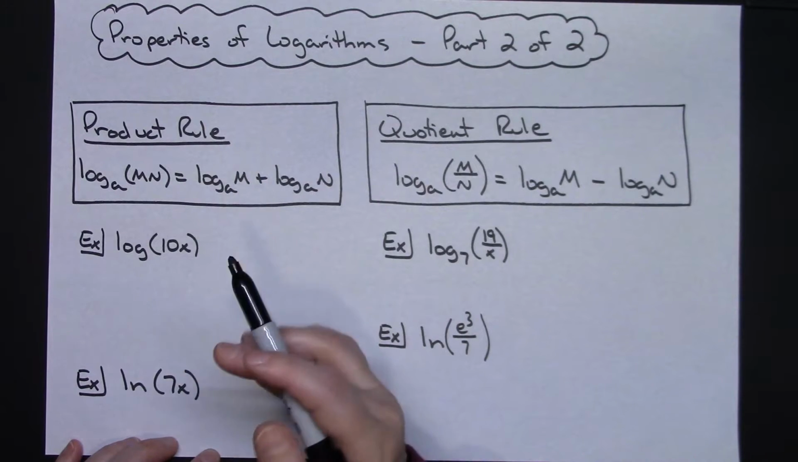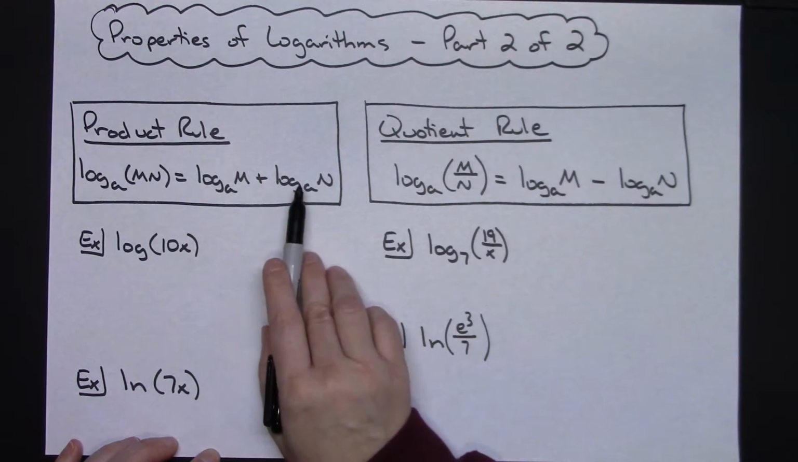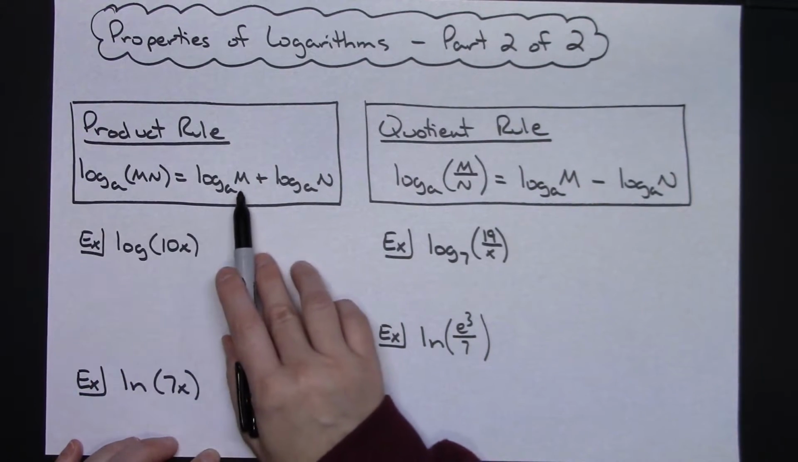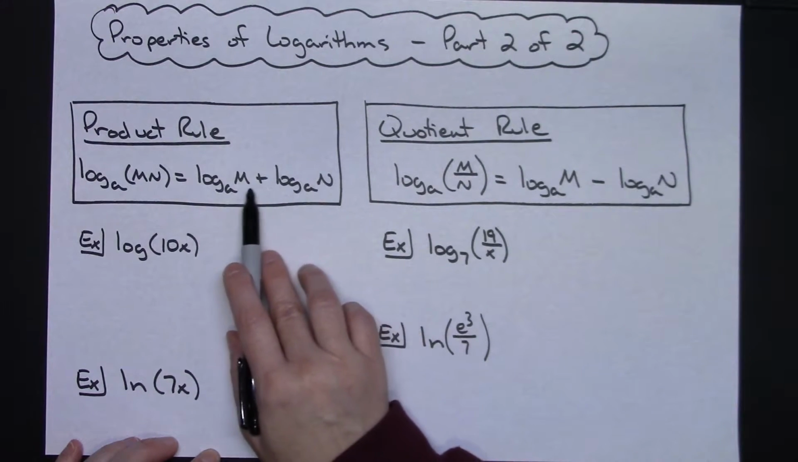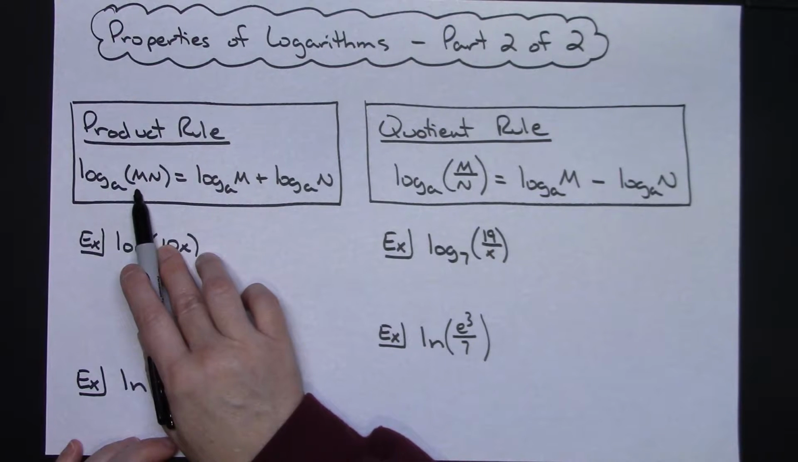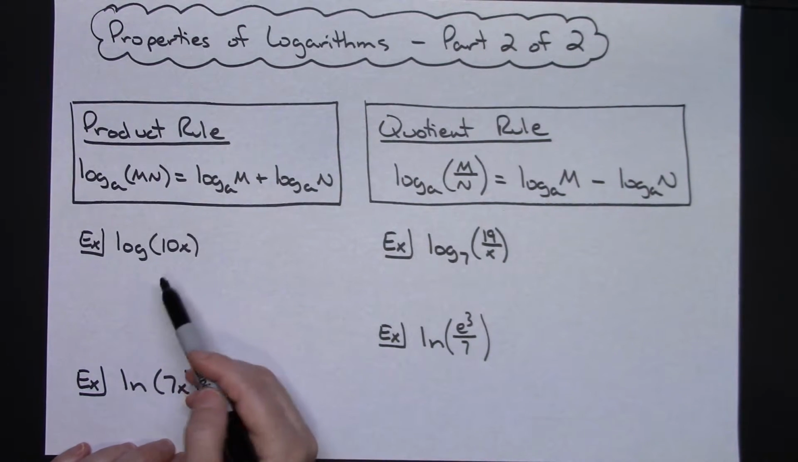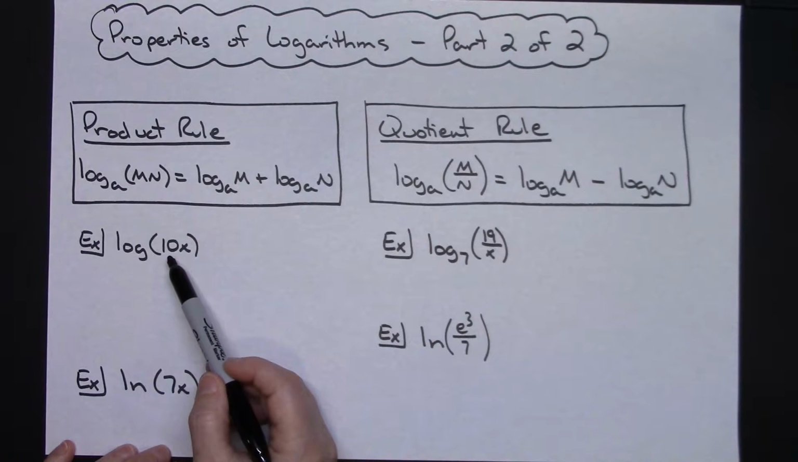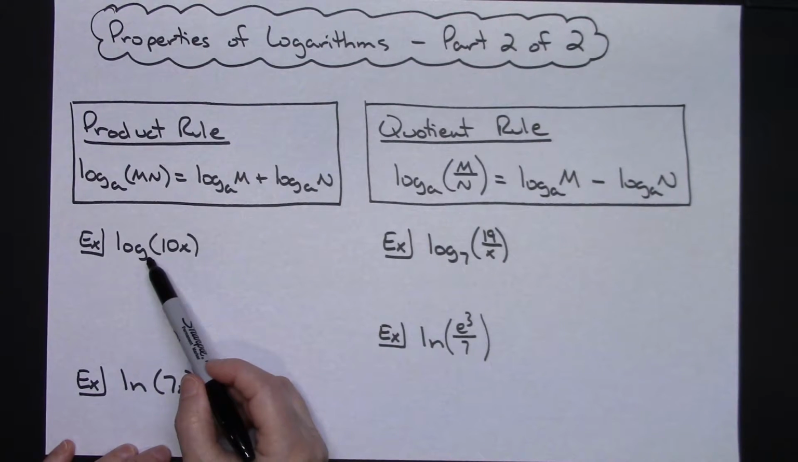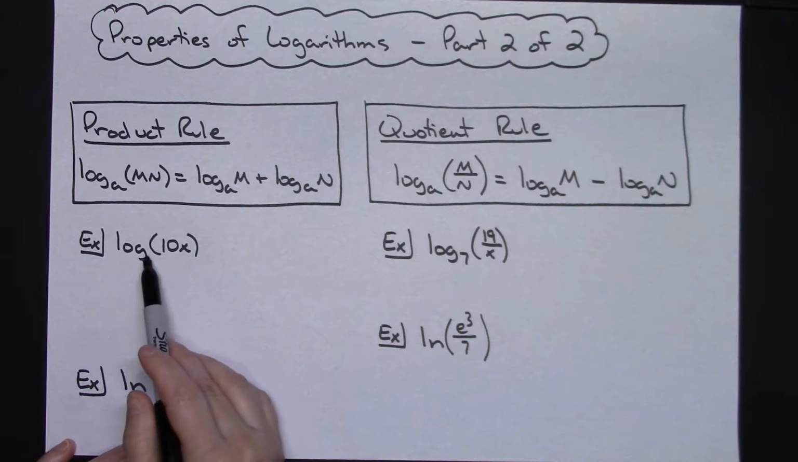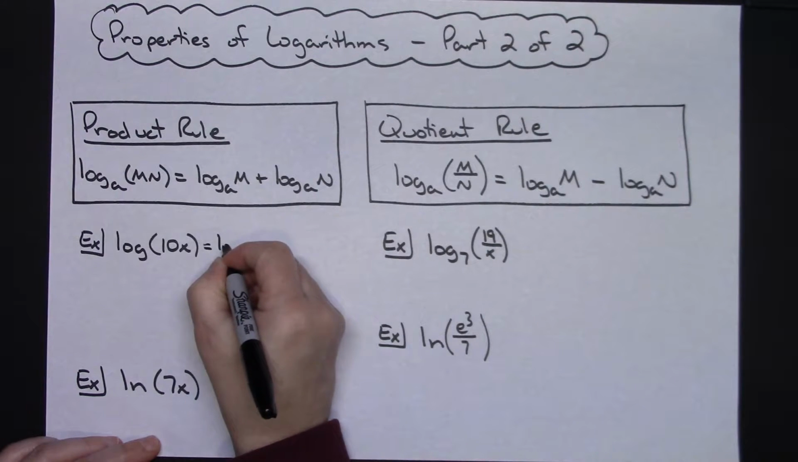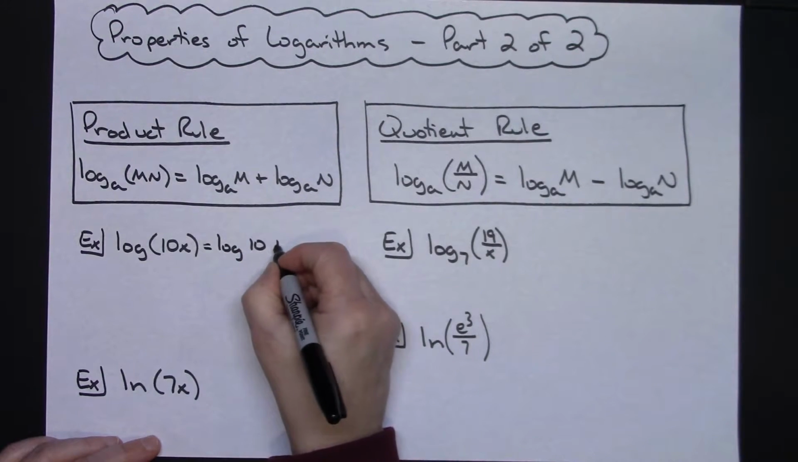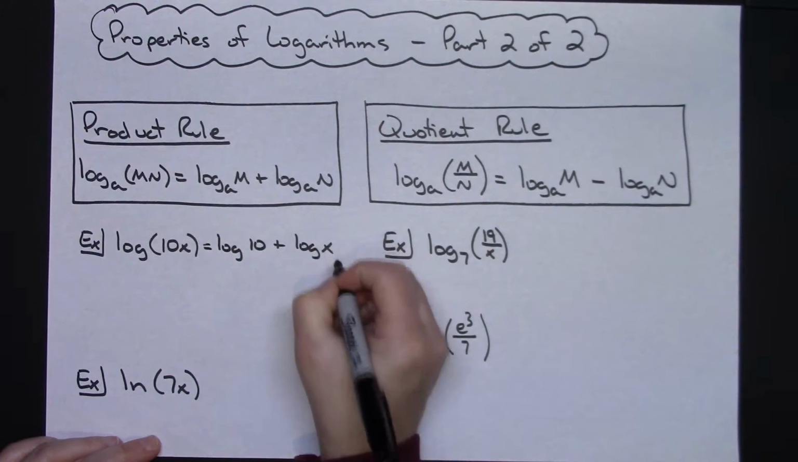However, if you were going to compress your logs, this rule works backwards as well. If I am adding 2 logs and they have the same base, I can compress them into a multiplication. So that rule works both ways. For this one right here, I've got the log of 10x, and obviously we know that that's a base 10 because there's no base written there. So I could expand this out to be the log of 10 plus the log of x.